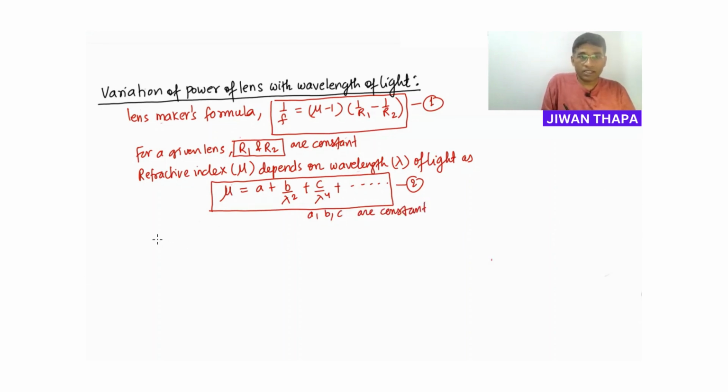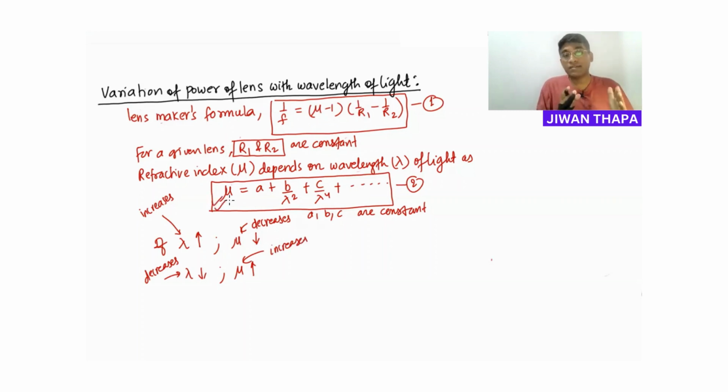Now what we find, if lambda increases, then refractive index decreases. And if lambda decreases, then refractive index increases. So we find this from this relation.